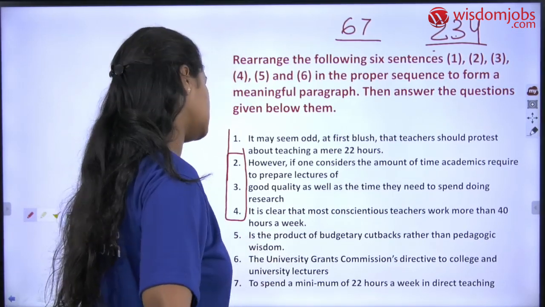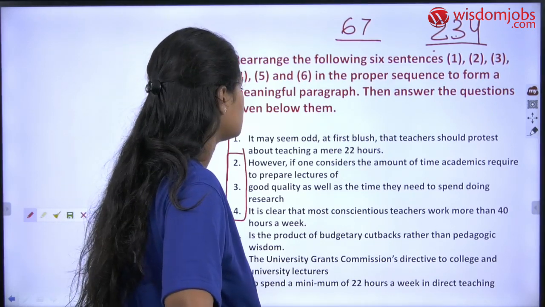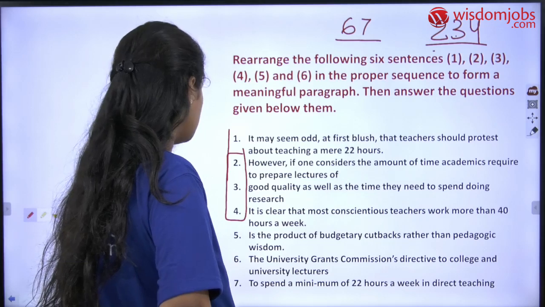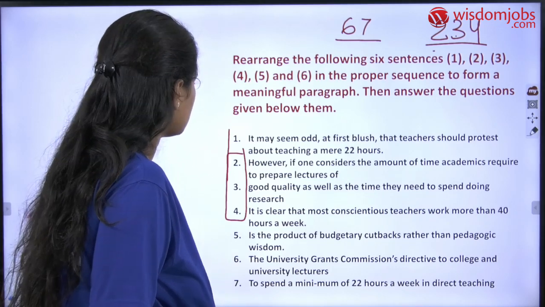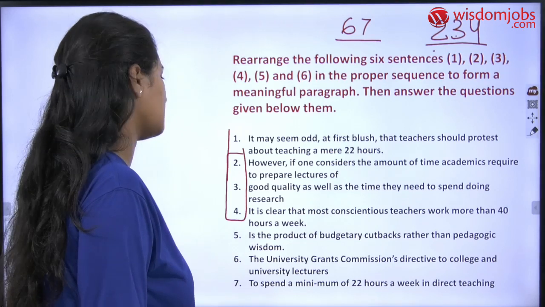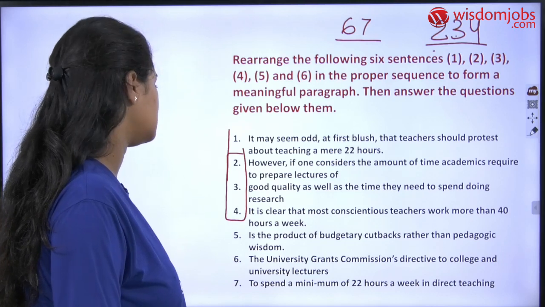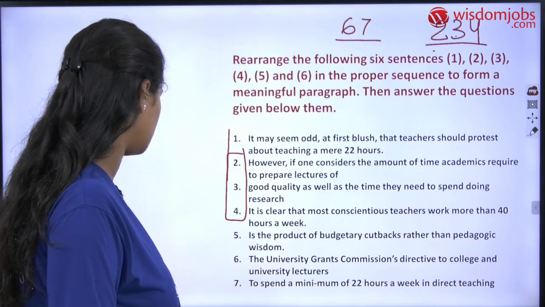Is the product of budgetary cutbacks rather than pedagogic wisdom. It may seem odd at first blush that teachers should protest about teaching a mere 22 hours. However, if one considers the amount of time academics require to prepare lectures of good quality as well as the time they need to spend doing research, it is clear that most conscientious teachers work more than 40 hours a week.